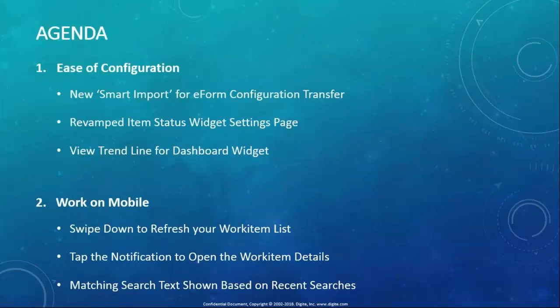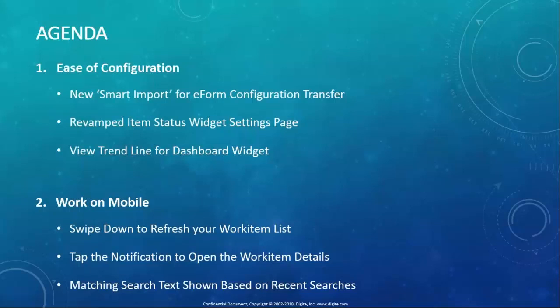So like I said, the main theme for this release is to improve the entire process of configuration for our configurators. The main time which is spent by a configurator in transferring configuration from one environment to another, how that has been simplified through the new smart import, we will have a look at that. We'll also look at the new item status widget setting page, which has been completely redone, so that it's much easier to set up the item status widget.